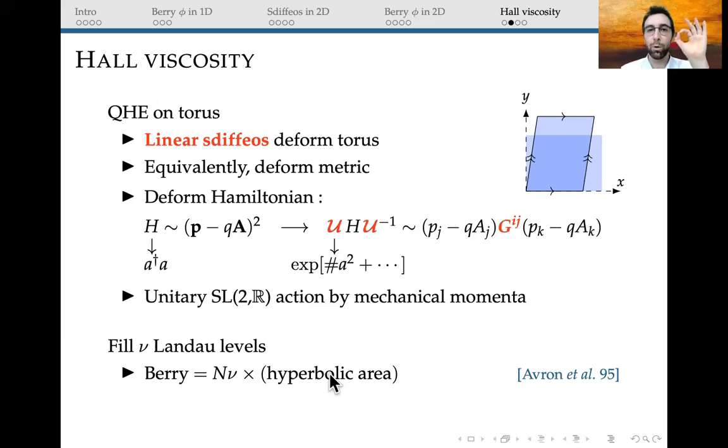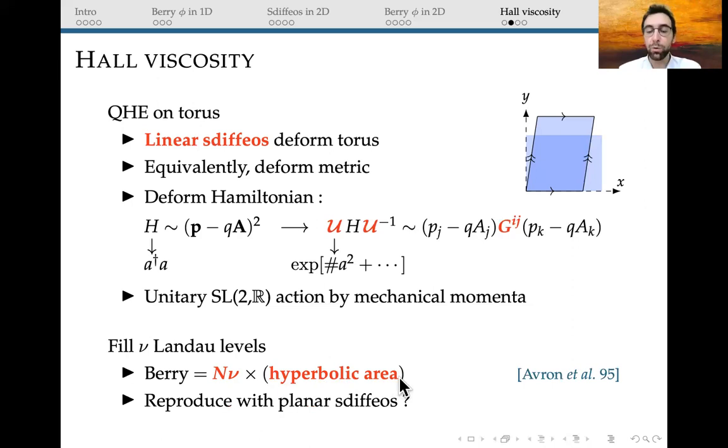So the Berry phase is extensive, it's proportional to the number n of electrons, it is proportional to the number nu of filled levels, and it involves a hyperbolic area form in a parameter space that has to do with the SL2R group. So this hyperbolic area form really comes from the SL2R geometry. So the question is now, can we reproduce this Berry phase formula with diffeos in a plane? That's really the question they want to address.